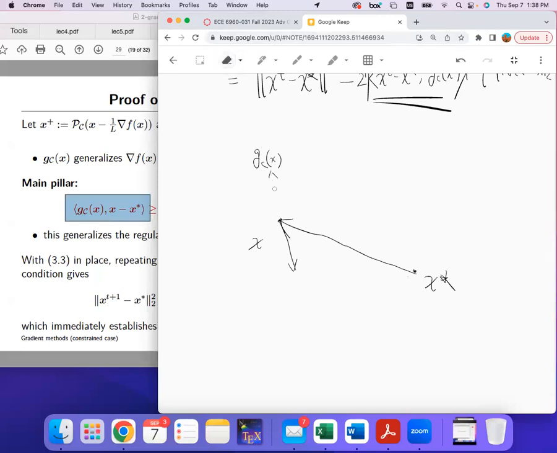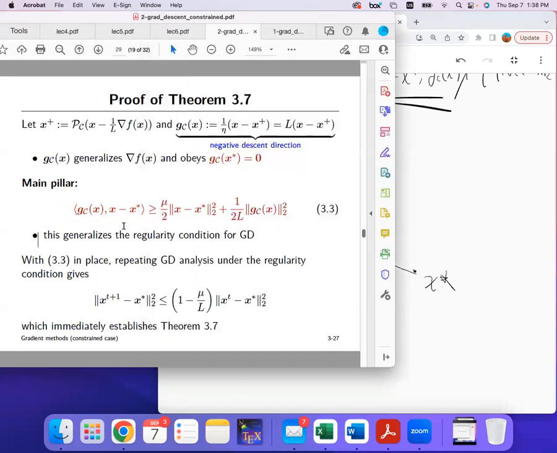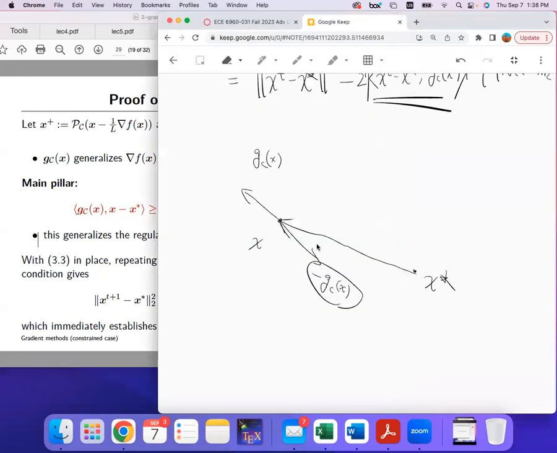Maybe I should draw a better arrow. So let's say this is your GC. Then your negative update direction will be pointing towards your x star. If you can show these two are positively correlated, that simply means your update direction is pointing toward x star.